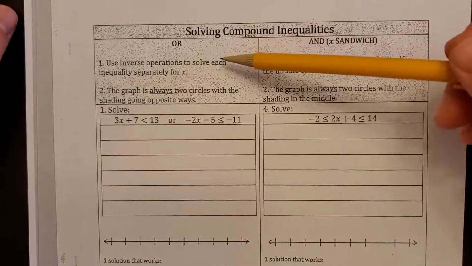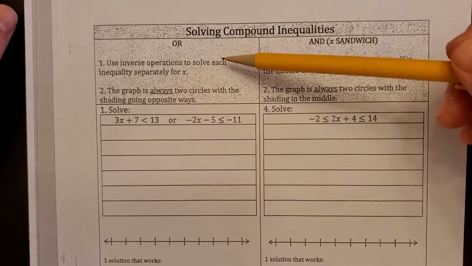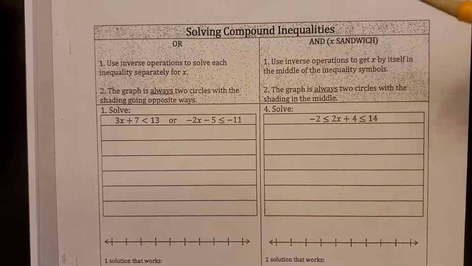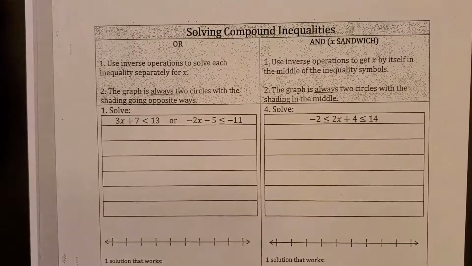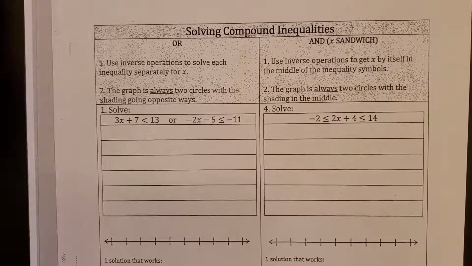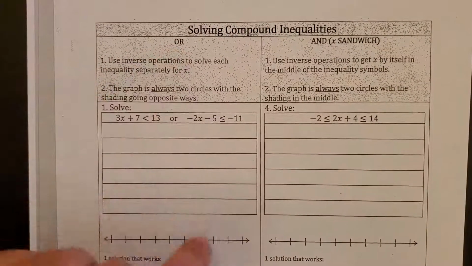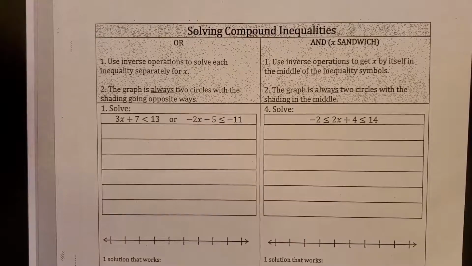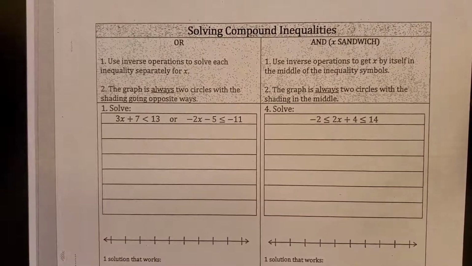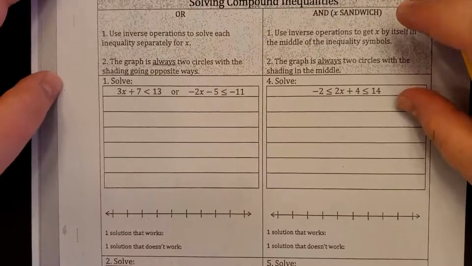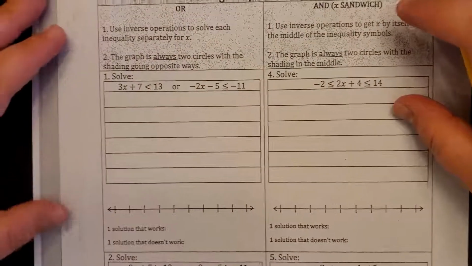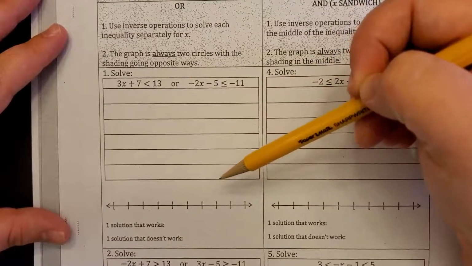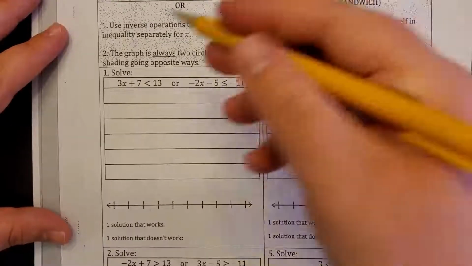Step one is to use inverse operations to solve each inequality separately for x. And then two, the graph is always two circles with the shading going opposite ways. The trick that I always tell kids is the "or" ones, the graph looks like oars on a boat. If you think about a boat, it always has two oars and they go in opposite directions. You'll see what I mean when I go ahead and graph. Oars are typically easier for students to complete because it's two separate inequalities and they look exactly like all the ones that we've been practicing.